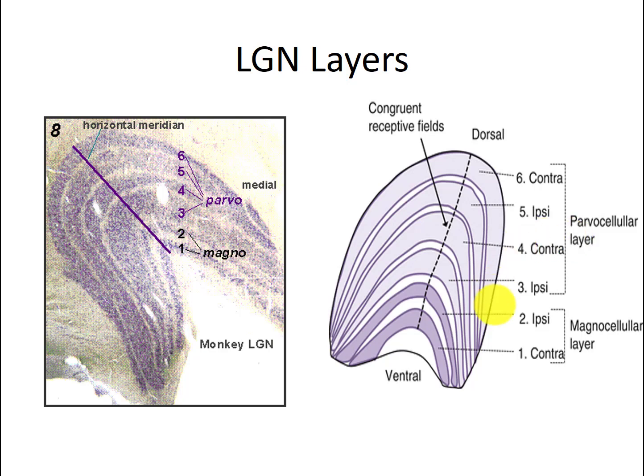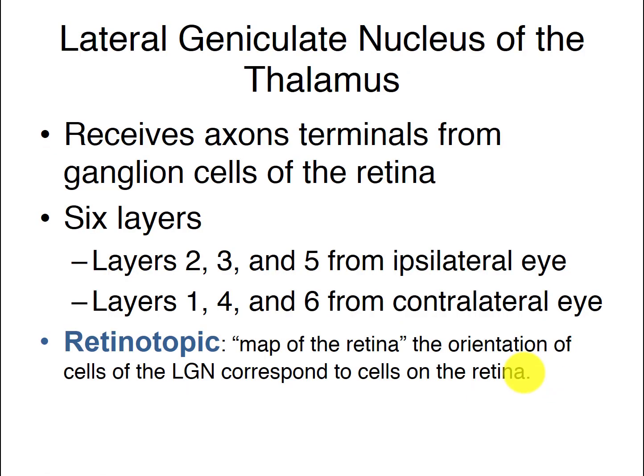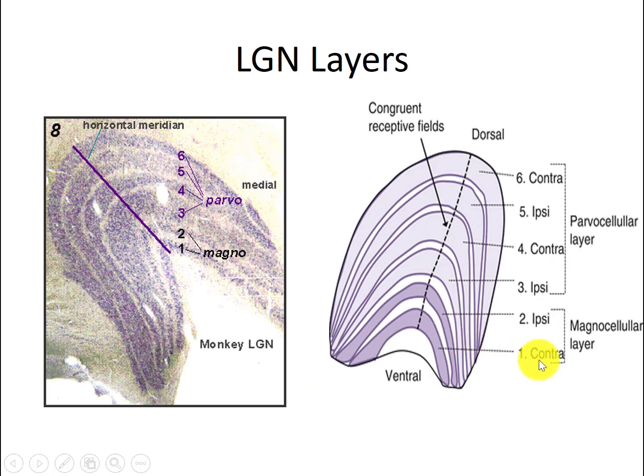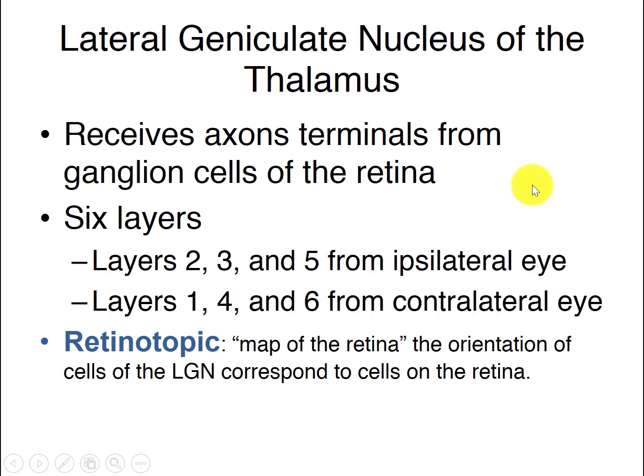And it depends on the layer of whether it's getting it ipsilateral or contralateral. So, layers 2, 3, and 5 are getting information from ipsilateral eye, and layers 1, 4, and 6 from contralateral eyes. Okay? So we can come back here and we can see this. So this is right here getting the magnocellular layer from a contralateral eye, from a contralateral eye, and from a contralateral eye.